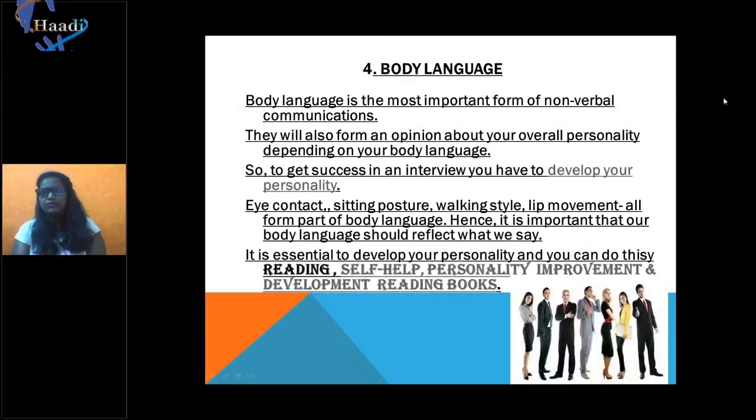The next one is body language. Body language is the most important form of non-verbal communication.